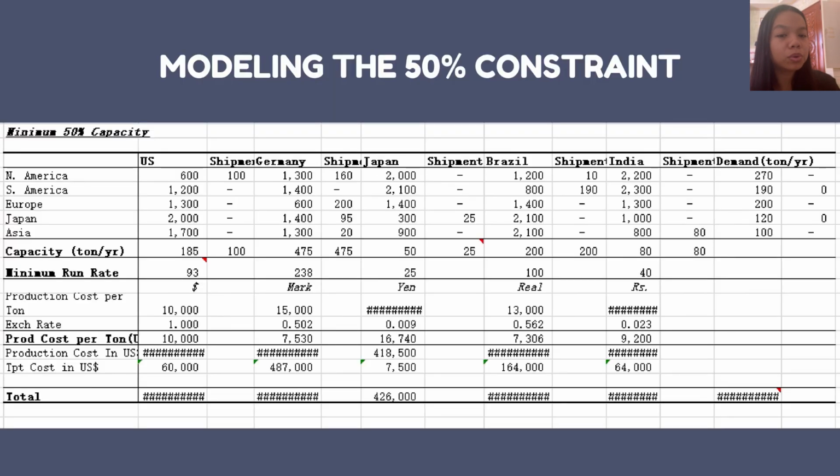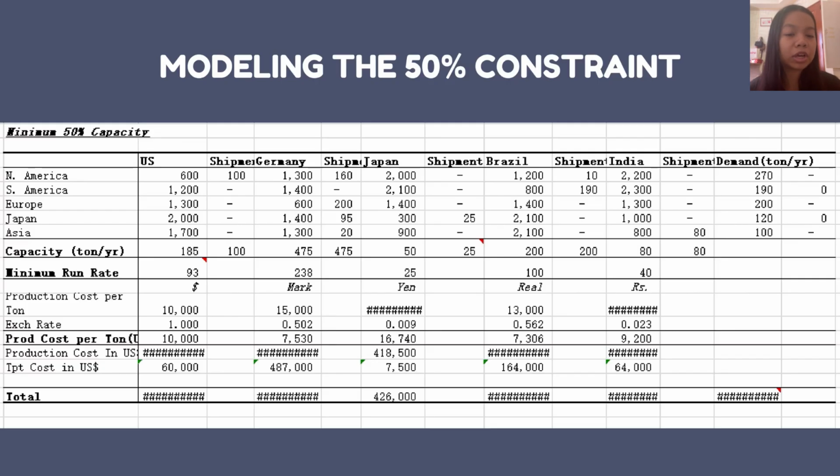In scenario 2, the total outflow from each plant must be greater than or equal to 50% of its rated capacity. Now the US must produce at least 92.5 tons. Look at the shift in the data. The US now ships 100 tons to North America because we forced the US to run. The model had to take those tons away from a cheaper source like Germany.